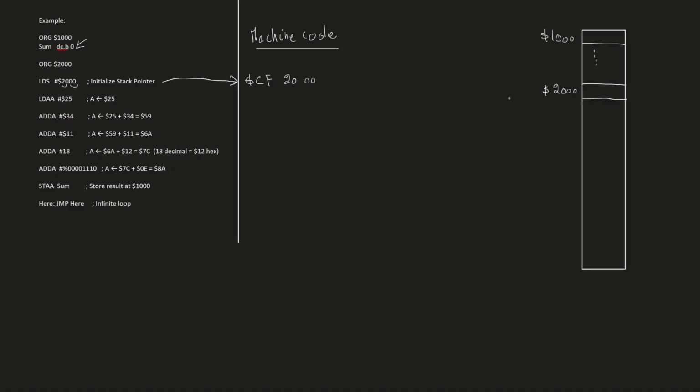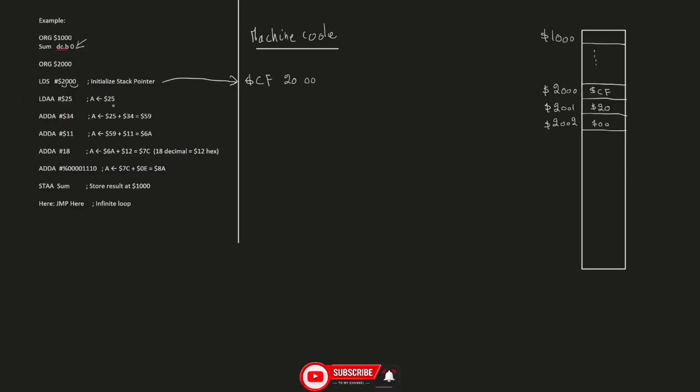So we can write the content of each memory address. At 2000, the content is CF. And now it'll increment by 1. At 2001, we have 20 in hexadecimal. And then at 2002, the content is 00.